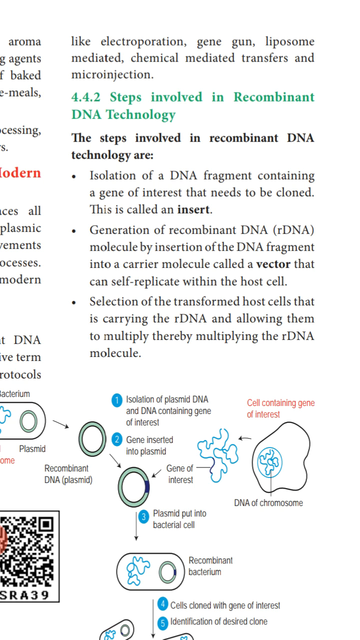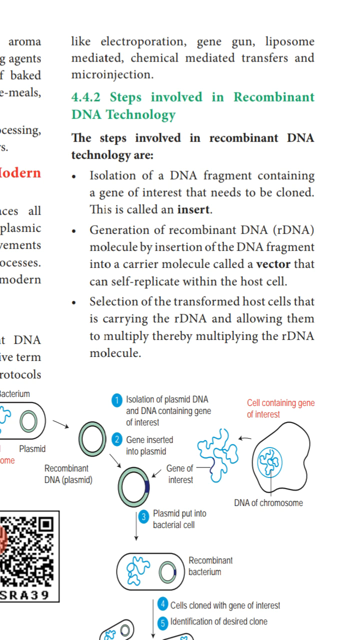As we have already studied, for transferring this desired gene we require a carrier. That carrier is called the vector. With the help of this vector, the desired gene is introduced inside a host cell. Third step is selection of the transformed host cells that carry the recombinant DNA, allowing them to multiply, thereby multiplying the recombinant DNA molecule.